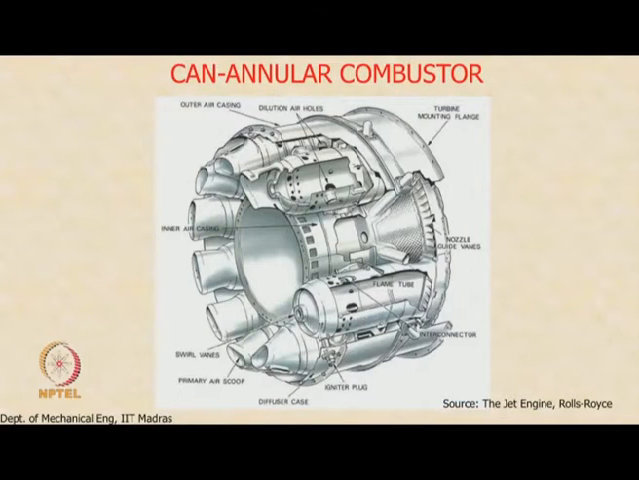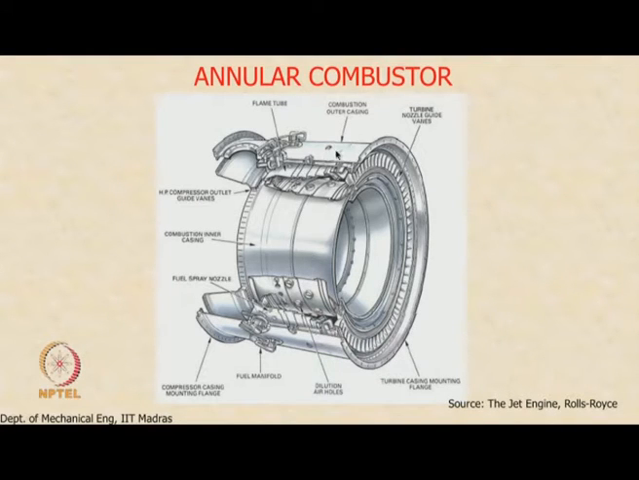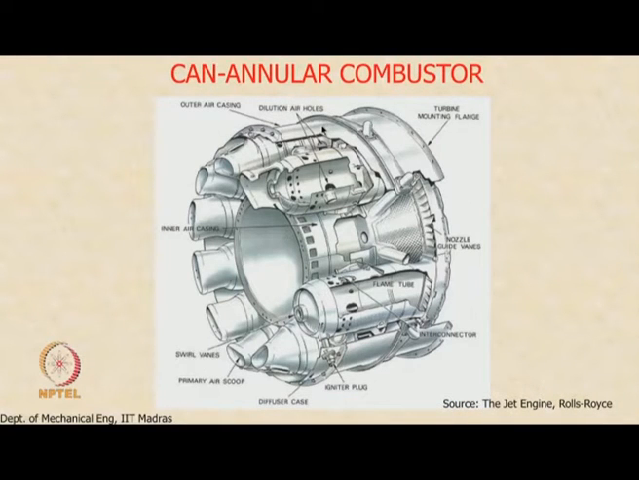The can annular combustor is the hybrid. Again, this end connects to the compressor, this end connects to the turbine, and again you see these blades which direct the hot gas flow onto the low pressure turbine blades. And you see the difference now between the can combustor and this. Notice that the outer air casing is the same for all the cans. The outer air casing runs across the entire circumference, just like the annular combustor. Inner air casing also runs across the entire circumference.